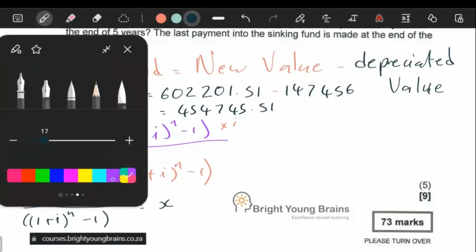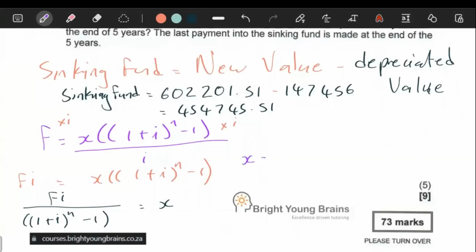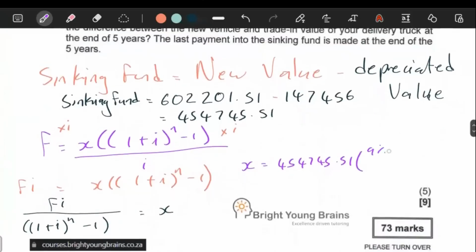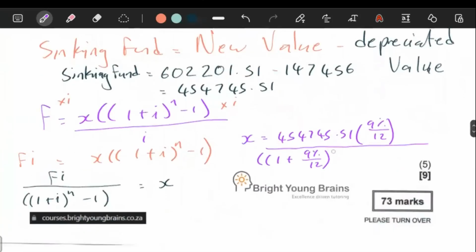So now when you put this into your calculator, you're going to say x is equal to f is this value here, 454,745.51. Your interest rate is 9% per annum, compounded monthly. So it's like 9% over 12, and then everything is 9% over 12. The whole thing, this is 5 years, right? But it's compounded monthly, so it's 5 times 12, meaning this is a 60.